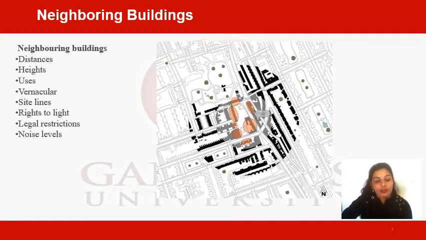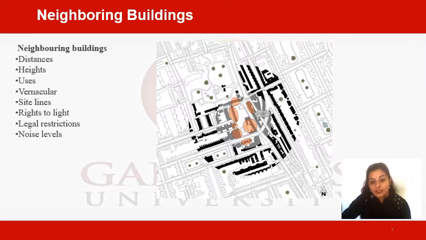After locating the above mentioned characteristics, we should locate the neighboring buildings existing around the site. Firstly, we locate the neighboring buildings and then we locate their distances: how far each is from the site, and which building is present at which distance. For example, one building exists 1 kilometer from the site, another is 2 kilometers, another is 3 kilometers, or there is a building which is 500 meters away from the site. So we have to locate these types of buildings.